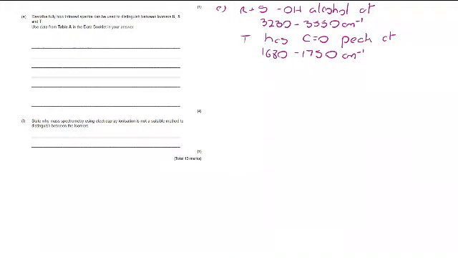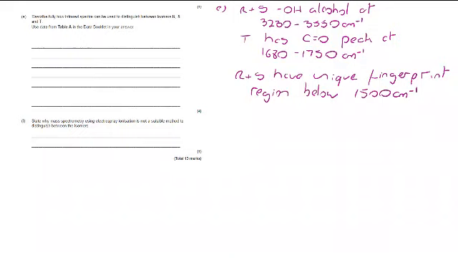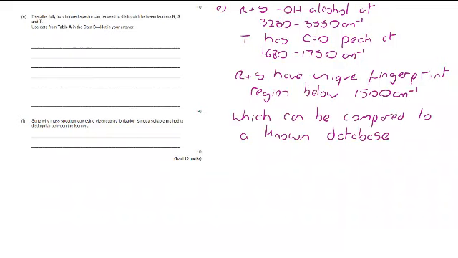So for R and S, we can look at the fingerprint region. Each of them will have a unique fingerprint region below 1500 cm^-1. And what do we do when we look at that unique fingerprint region? We consider the known database of fingerprint regions. We compare against that database, and that will allow us to correctly identify R and S.